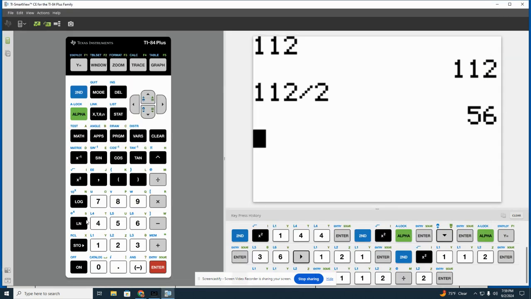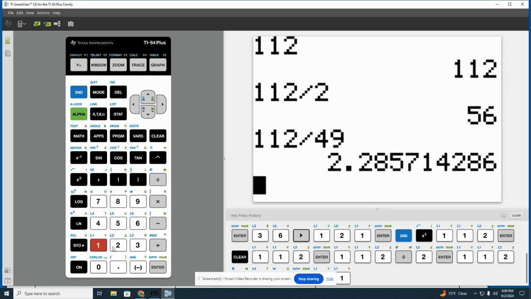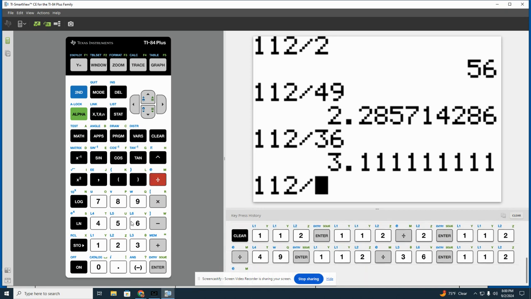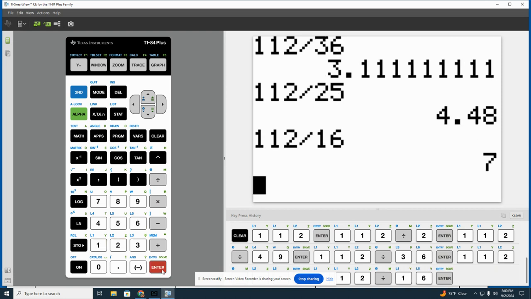So here I go. I go 112 divided by 49. Does that go into it evenly? No. 112 divided by the next one, 36. Nope, closer, but no. 112 divided by, I'm positive 25 doesn't, but I'll check it. Nope. 112 divided by 16. Bingo, there it is. 16 goes in there 7 times.